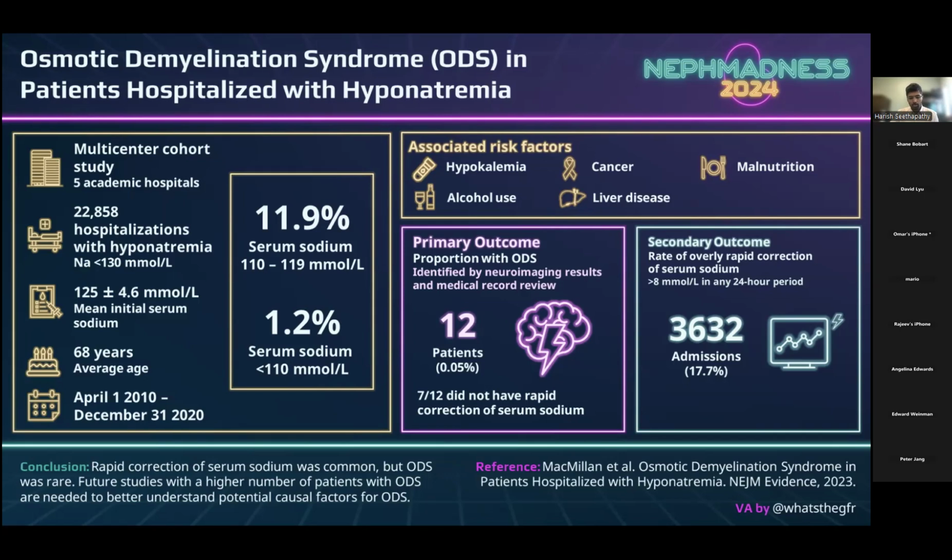And also importantly, out of those 12 patients, 7 did not have rapid correction, which was defined as more than 8. However, as in many other studies, as we suspect, a lot of patients do correct fast regardless of what you try to do, right? So even in this cohort, 18% of patients, or 3,600 admissions, there was a lot of fast correction. However, very few patients in that cohort actually had ODS. The associated risk factors that they described were very similar: alcohol use, malnutrition, liver disease, hypokalemia, cancer, all described 30, 40 years ago, that kind of stood.